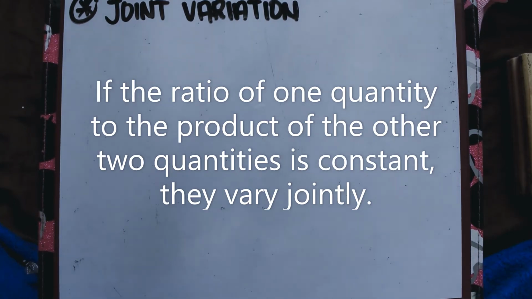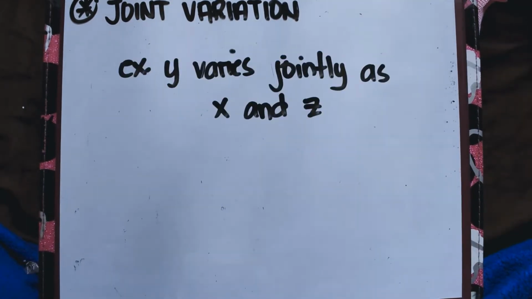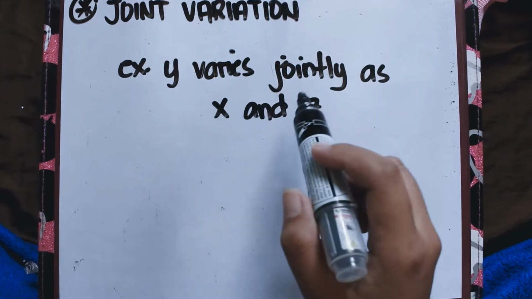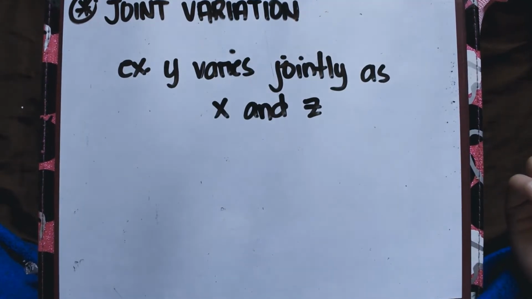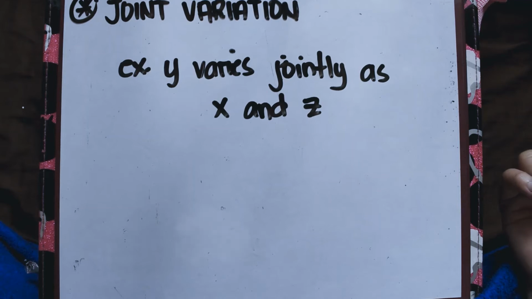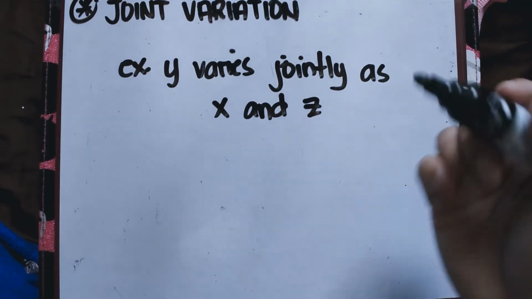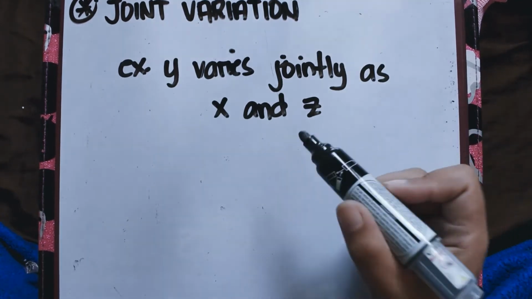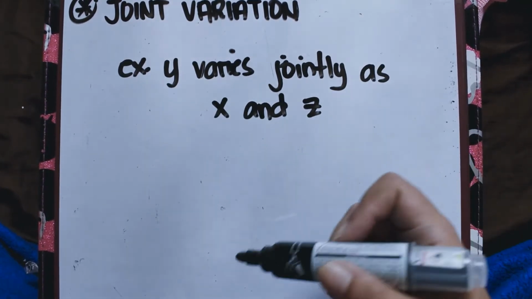Para mas maunawaan, ibibigay ko po yung example. So for example, I have y varies jointly as x and z. Paano po natin yan tinatranslate into a mathematical equation? Kung natatandaan nyo before, yung direct, katabi, tama. Yung joint po, sabi ko walang pinagkaiba, halos katulad. Ang pinagkaiba niya lang sa direct, two or more na po yung kasamang variables.